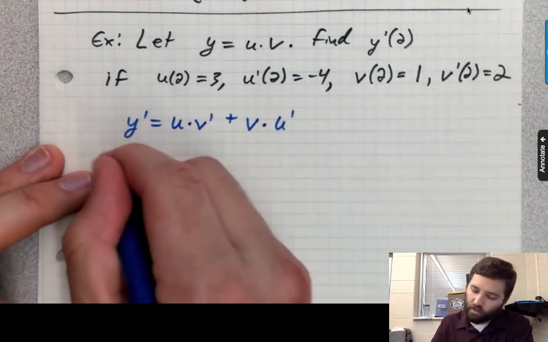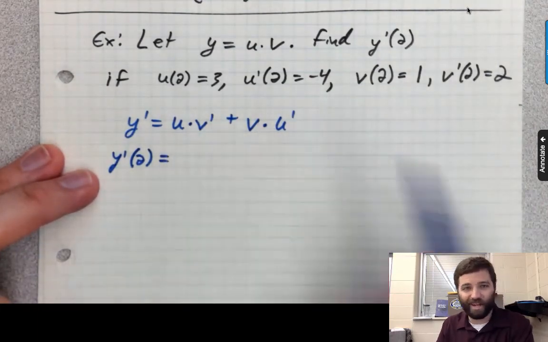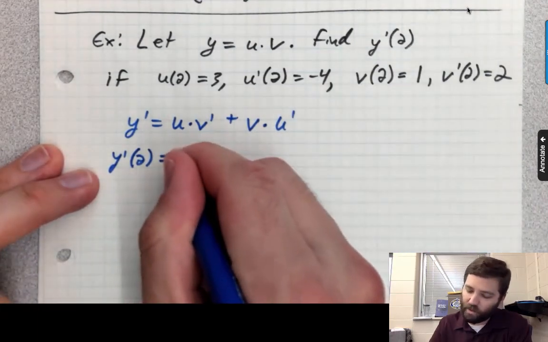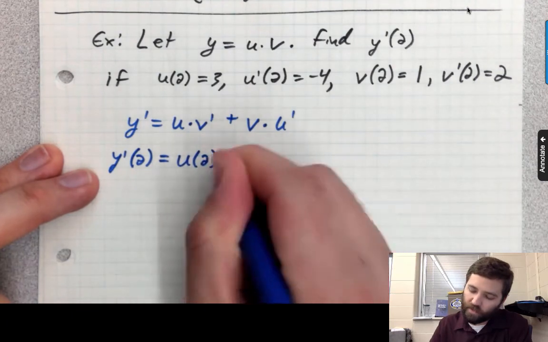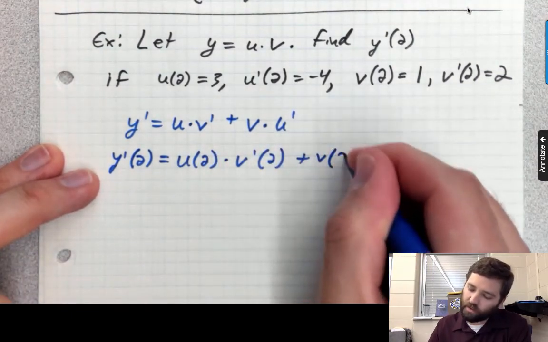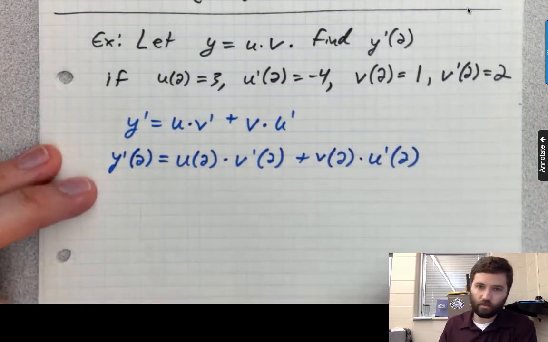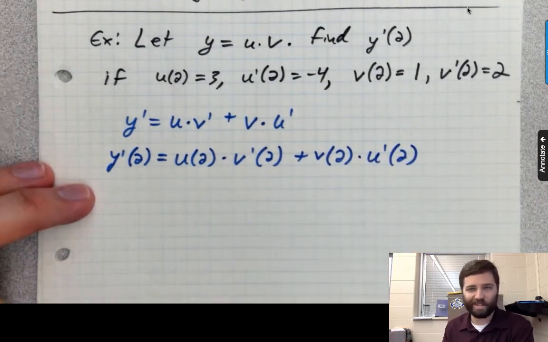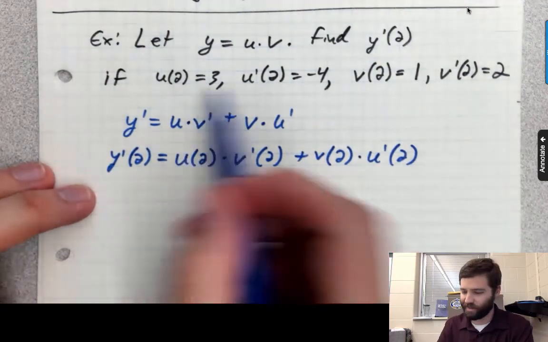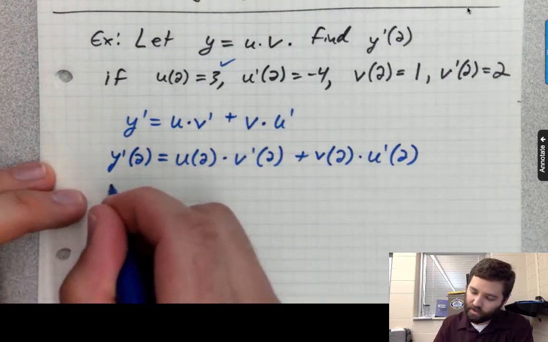What about y prime at 2? Well, y prime at 2 will be all of these things evaluated at 2. So this would be u of 2 times v prime of 2 plus v of 2 times u prime at 2. Oh, hey, that's everything that we have given to us here, right? So I have u of 2. So let's plug everything in.